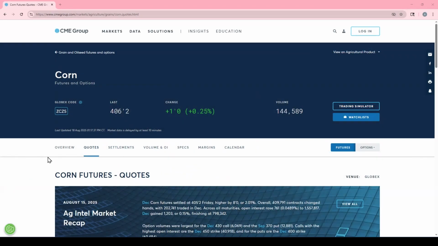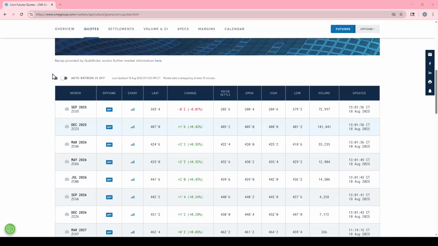Corn futures price quotes are available for several months and several years. When looking at a price quote, it is important to identify the contract that's being traded. So in this case, September 2025. Last is the most recent price. Change is the change of price for this session.